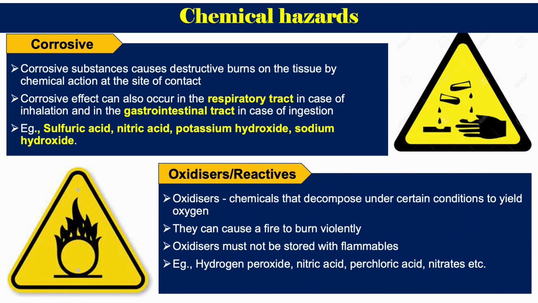Followed by oxidizers or the reactives. These are the chemicals, especially the oxidizers are the chemicals that decompose under certain conditions to yield oxygen. They can cause a fire to burn violently. Oxidizers must not be stored with flammables. Hydrogen peroxide, nitric acid, perchloric acid, nitrates, etc. are the common example of oxidizers.